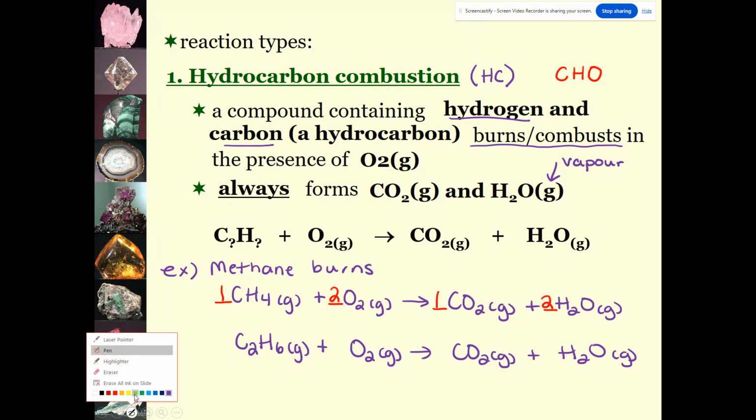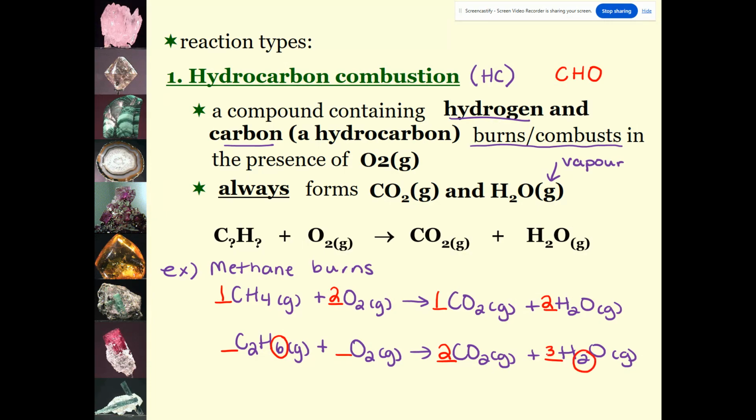Now for balancing. I used red last time. We'll use red again. I have 2 carbons in my ethane. So I'm going to put a 2 in front of my carbon dioxide to also have 2 carbons. I have 6 hydrogens in my ethane and only 2 in my water.